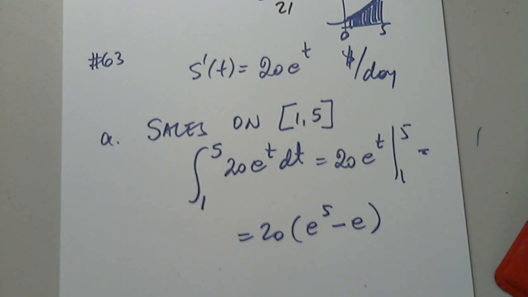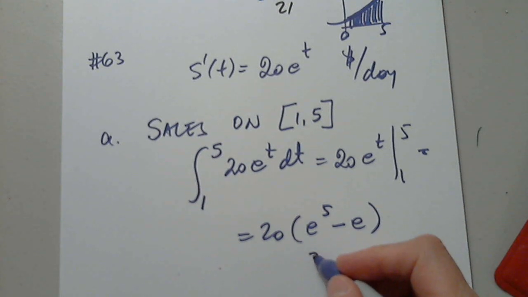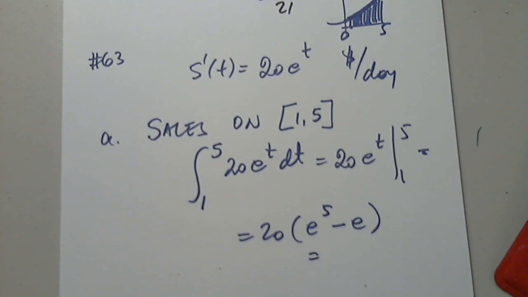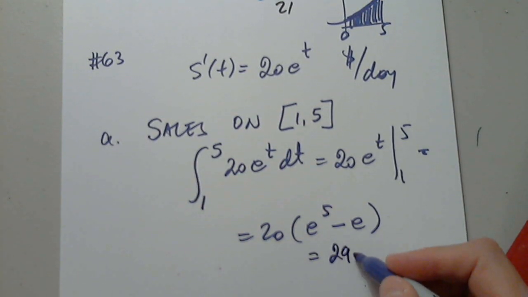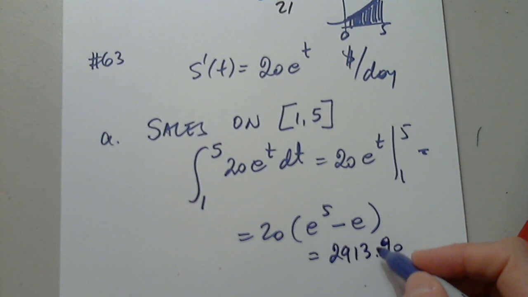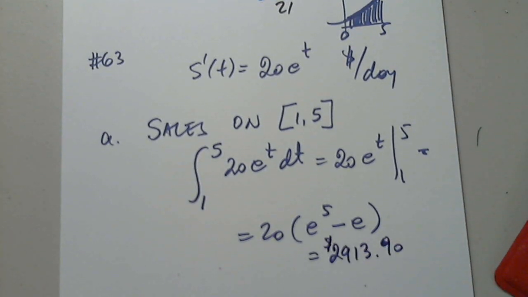So the total sales, oh, I didn't copy it, sorry. Total sales 2913.90. Of course, dollars. So these are the total sales between 1 and 5. Any questions?